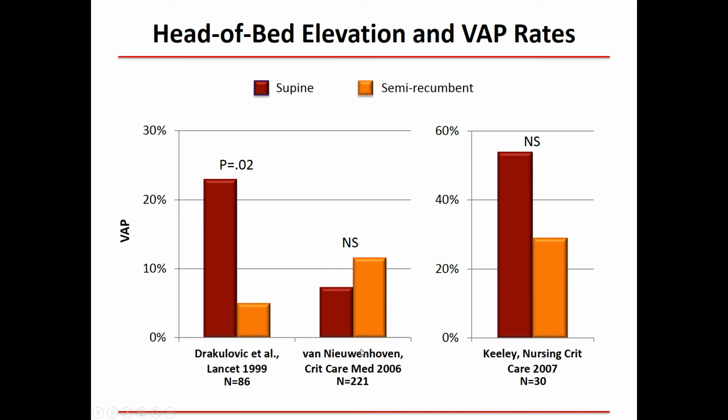However, a subsequent study, much larger, did not show a decrease in VAP rates with elevation of the head of the bed. And the third study only had 30 patients, so it really was underpowered to tell us much of anything. So it turns out this core recommendation is supported by very little evidence. Now, I'm not saying it doesn't work and it's not helpful.